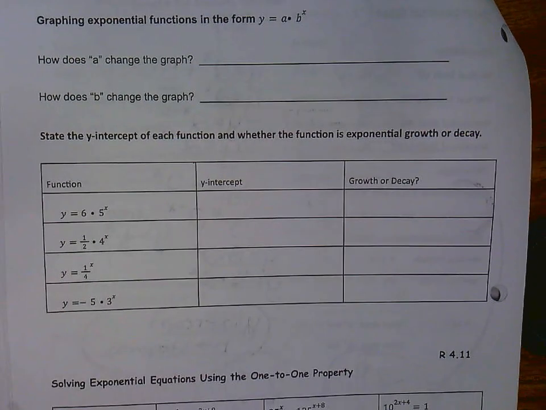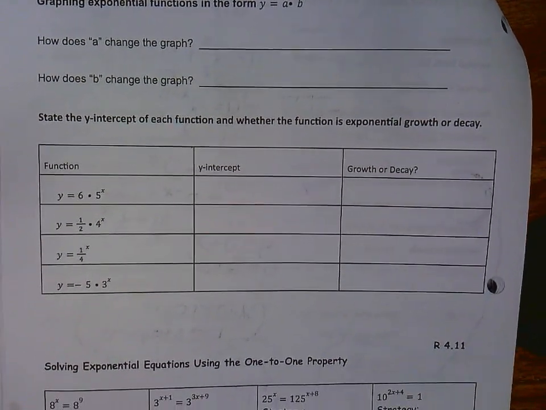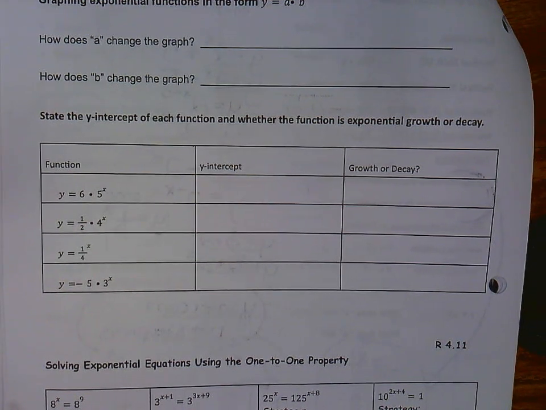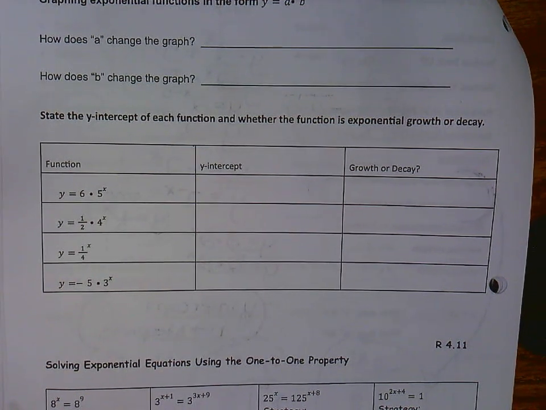This is for maybe you and a partner to take a couple minutes. I'd like you to go through and plug this first function into your y equals menu, look at the graph, see if you can figure out the y-intercept and if it's a growth or decay function. You and a partner or a group of three or yourself, it doesn't matter. You're just going to try to do these four functions and see if you can start understanding what's happening each time you change the curve.